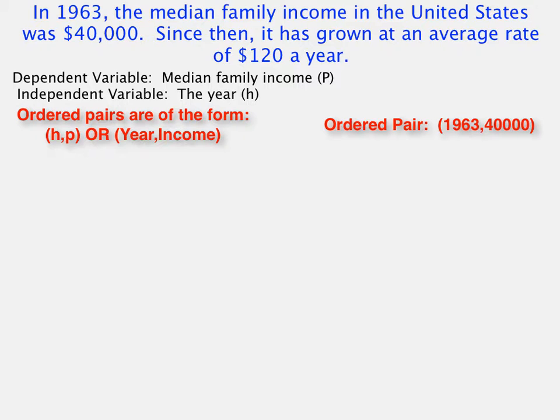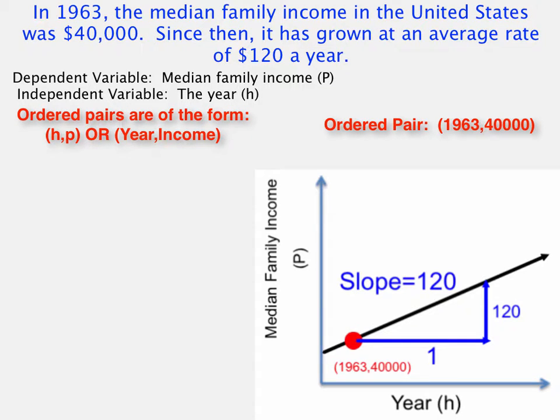Note that since that median family income has grown at the same average rate every year, that means if we were to graph it, it would be a line, so we can use a linear equation to model it. In this case, the slope, or the rate of change, is 120, because every year that goes by, the median family income goes up by the same $120.